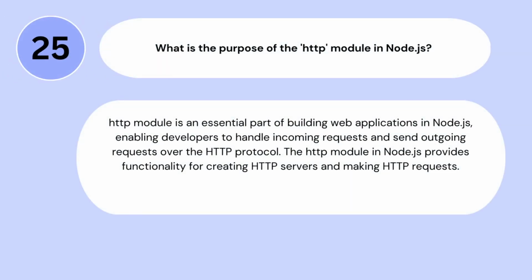What is the purpose of HTTP module in Node.js? The HTTP module is an essential part of building web applications in Node.js, enabling developers to handle incoming requests and send outgoing requests over the HTTP protocol. The HTTP module in Node.js provides functionalities for creating HTTP servers and making HTTP requests. This is a very important module for handling request and response in HTTP protocol.